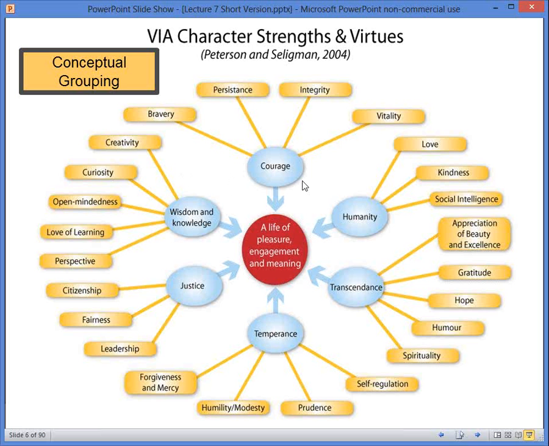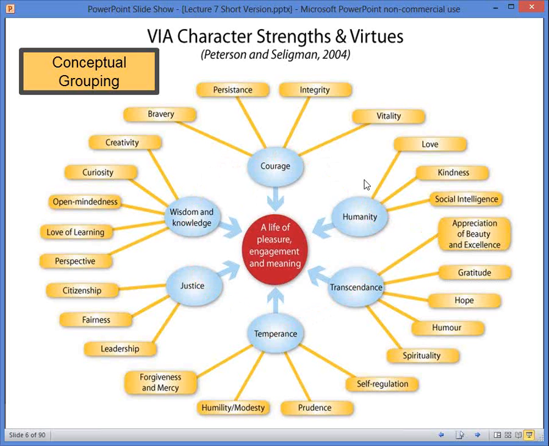Once you have a list of scales that you want to go into your inventory, you have to come up with some way to group them. As I said, you've got a variety of different choices. This is just the conceptual grouping that's associated with the VIA. You can see that the character strengths are grouped into courage, humanity, transcendence, temperance, justice, wisdom, and knowledge. These are the major domains of the VIA.